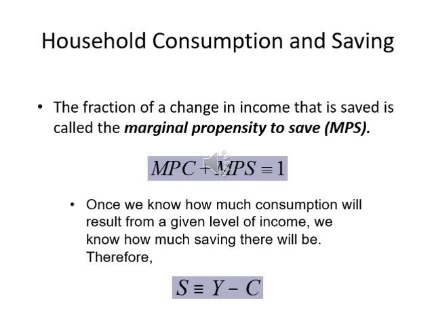Household consumption and saving. The fraction of a change in income that is saved is called the marginal propensity to save, MPS. MPC plus MPS equals 1. Once we know how much consumption will result from a given level of income, we know how much saving there will be. Therefore, S equals Y minus C.